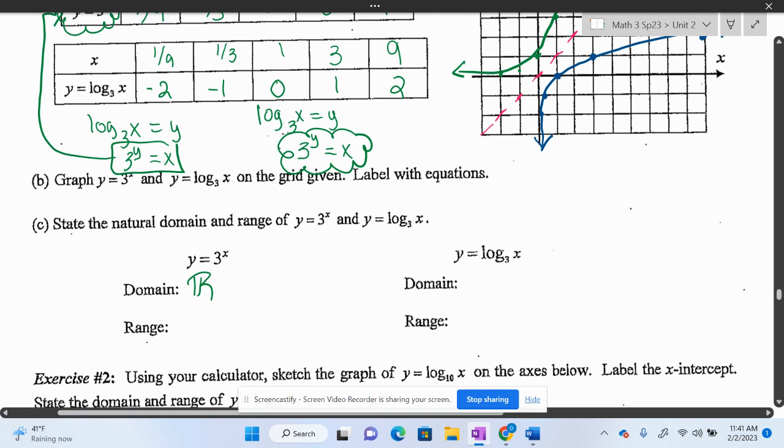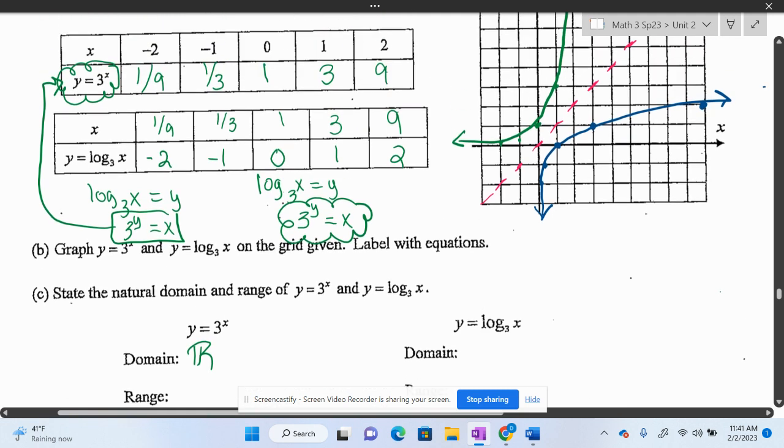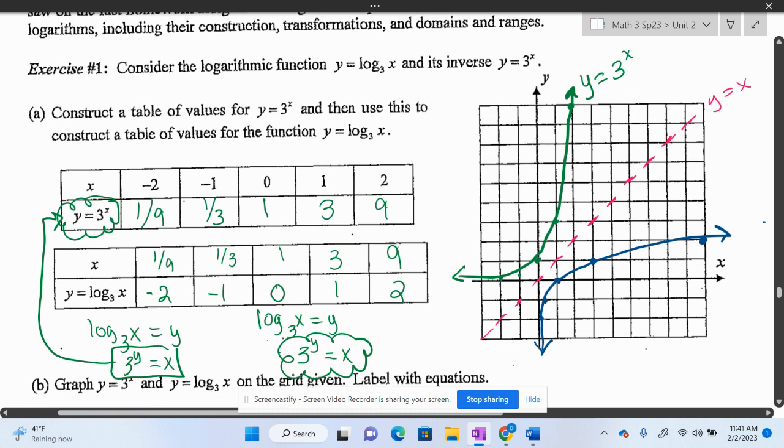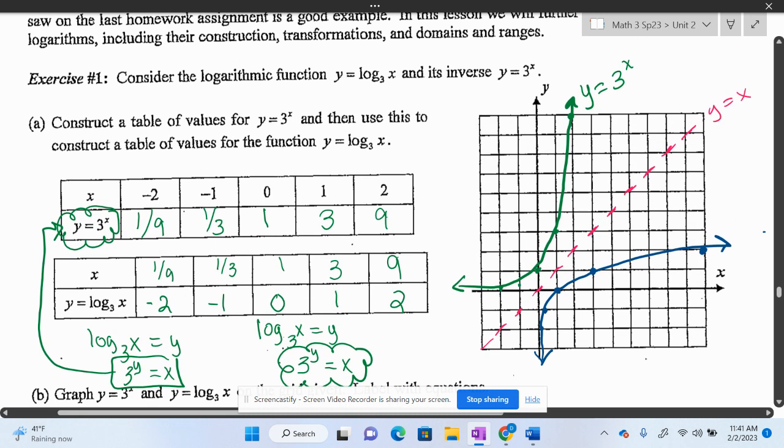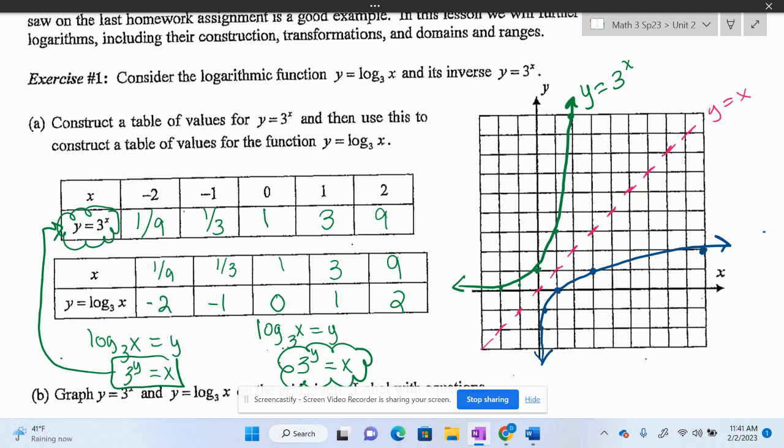The set of real numbers, okay? What about the range? The range is the y value. So look at the green line, or the green curve, because it's not really a line, sorry about that. And tell me, what do you think about the range?